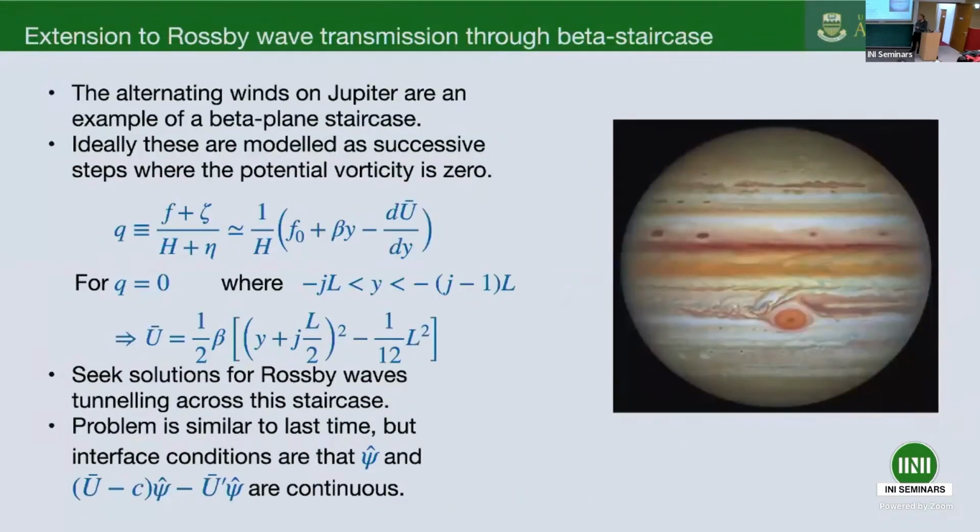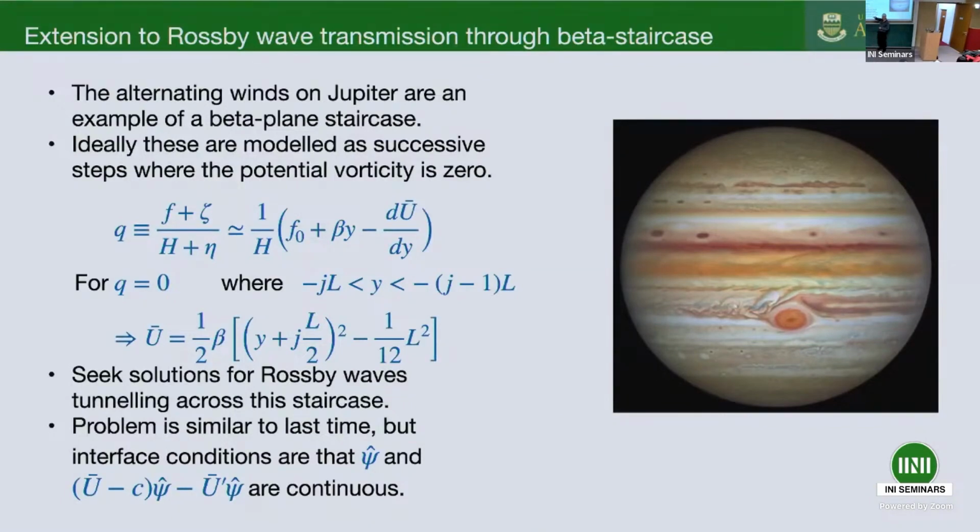Okay, so I want to talk about tunneling of Rossby waves through a beta plane staircase. Beta plane staircase, classic examples, think of the alternating winds on Jupiter. And if you really idealize it, you imagine that with these alternating winds, there's associated regions of zero potential vorticity. That's the general definition of potential vorticity in shallow water theory, where you have fluid of mean depth h. Maybe you could have a surface displacement eta. F is the rotation, the Coriolis frequency, and zeta is the relative vorticity. You typically ignore the surface deflection, just throw away the eta.